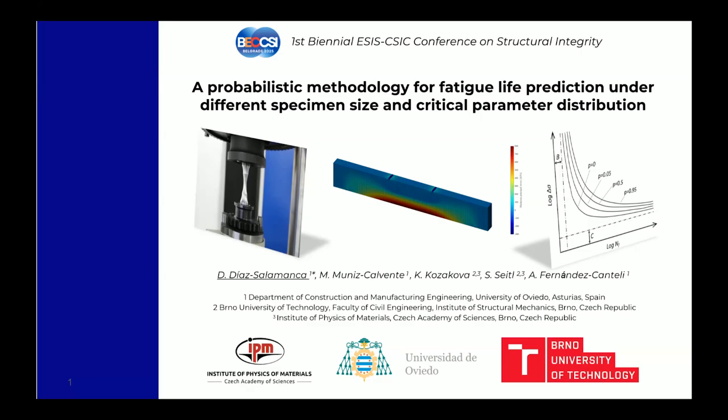I am a PhD student at the University of Oviedo, and it's my pleasure to be here today with you to share this work entitled Probabilistic Methodology for Fatigue Life Prediction under different specimen size and critical parameter distribution, which has been conducted in cooperation with our colleagues from BREA.